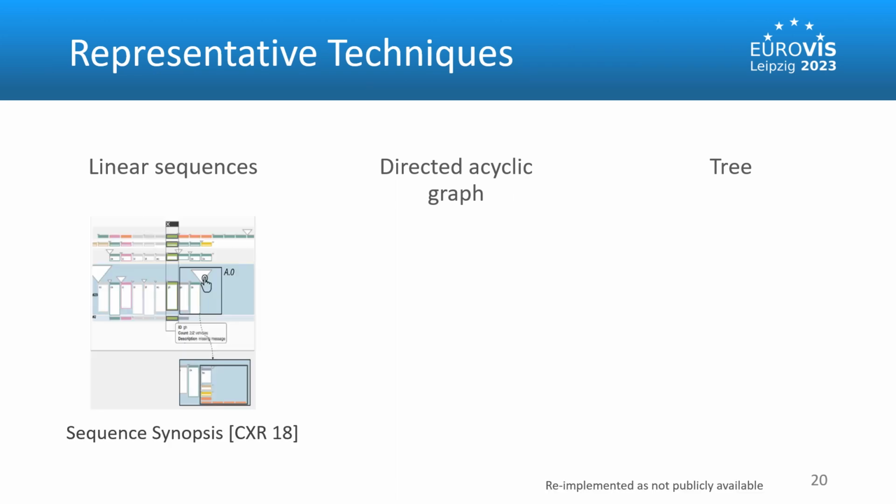Now we present the techniques we used in the study. We want to include 3 types of summary structures: linear sequences, directed acyclic graph, and tree. For linear sequences, we use sequence synopsis. Sequence synopsis uses the minimum description length principle to cluster sequences and identify a representative pattern for each cluster.